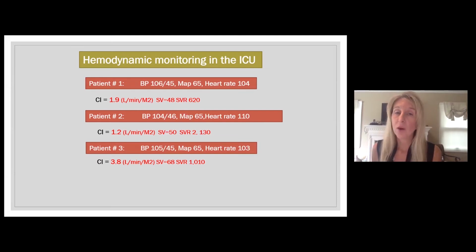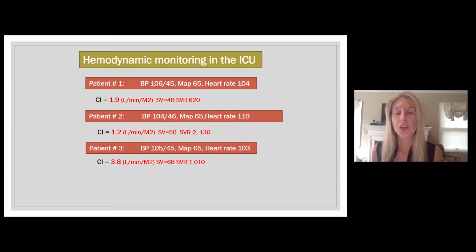While they are maintaining a mean arterial pressure of 65, and they are, like I said, slightly tachycardic, their cardiac index is 1.9. So that's a little bit low. Their stroke volume, normal stroke volume is 60 to 100. That is also low. And their SVR is 620. And that's telling me the patient is a little bit vasodilated. So there is something happening with this patient behind the scenes that I would not be able to see if I wasn't using the arterial line FloTrac device.